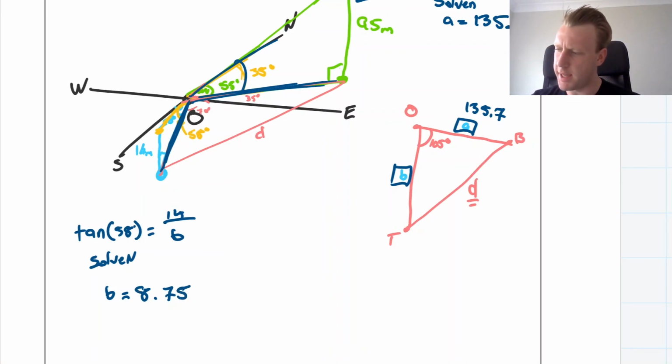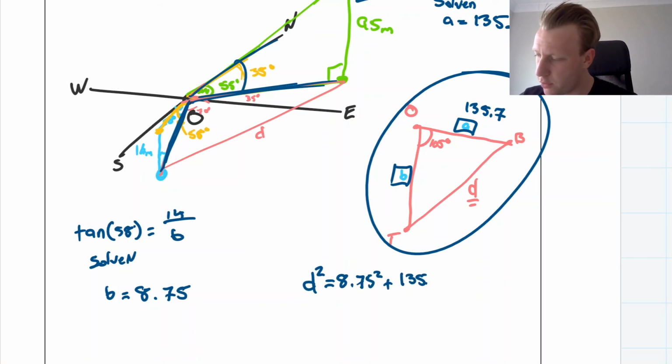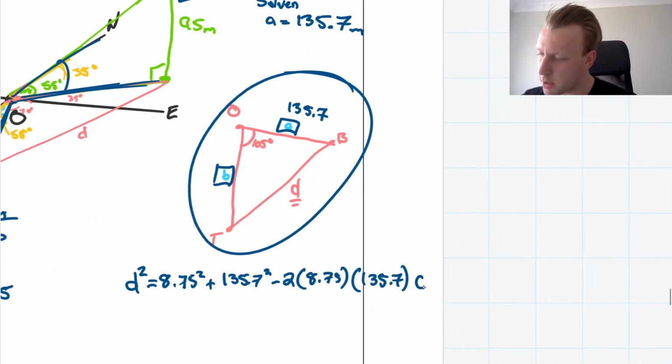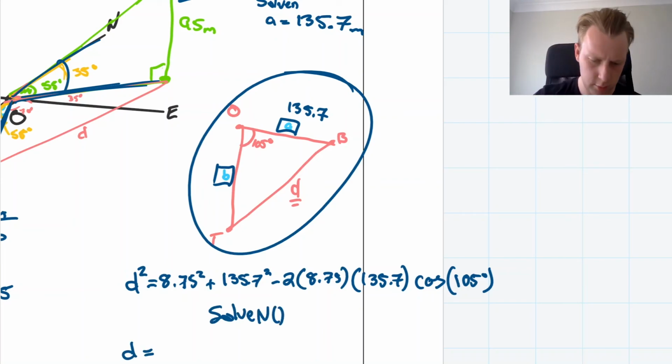8.75 meters there. So now if I'm working, and obviously this is absolutely not drawn to scale there. So I can say now this distance, d squared, is equal to 8.75 squared plus 135.7 squared. Subtract 2 outside of 8.75, outside of 135.7, cos of 135 degrees. Oh, sorry, of 105 degrees. Solve n.